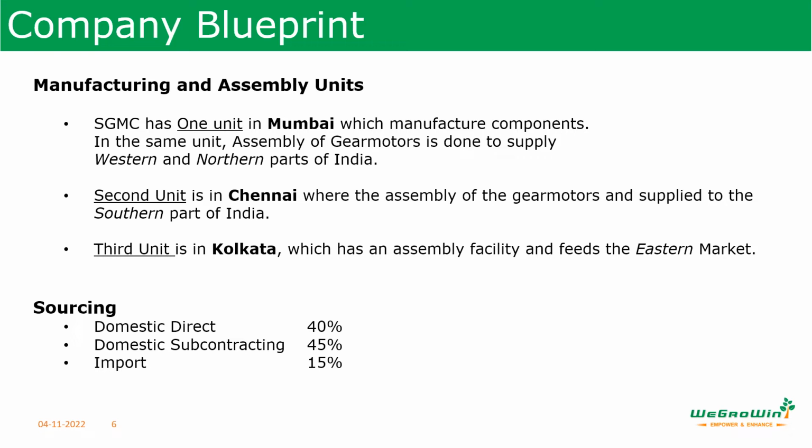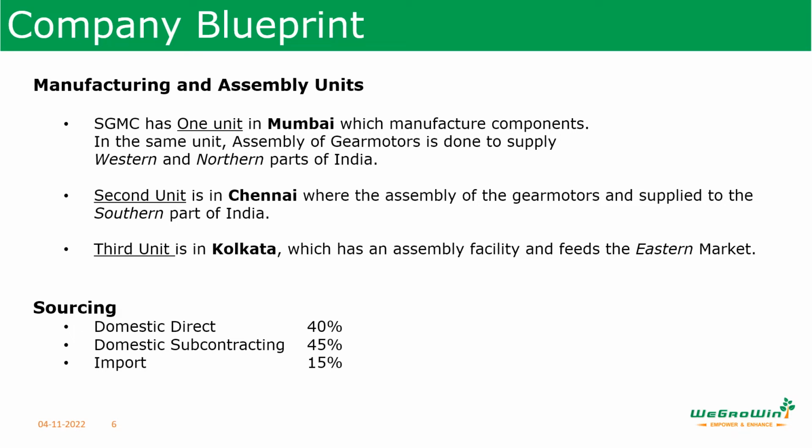Meanwhile, let us understand the blueprint. What is a blueprint? Blueprint is how the organization is structured, manufacturing units and other things. SGMC is arranged in such a way that they have one unit in Mumbai to manufacture components. The same unit also assembles gear motors, and they supply to the north and western part of India. They have a second unit in Chennai where they assemble the gear motors and supply to the southern part of India. They have one more unit in Kolkata which has an assembly facility to feed the eastern market. So they have a good facility across India to supply the products.